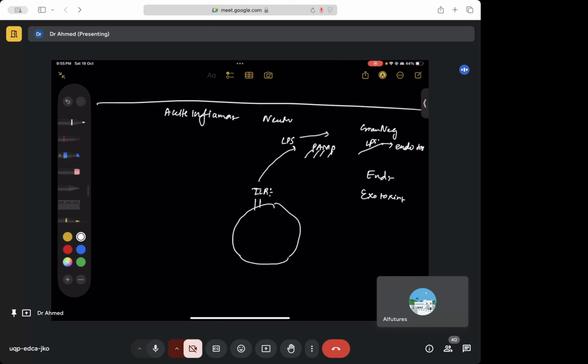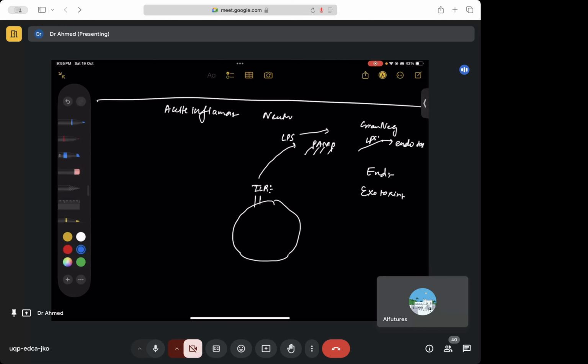Exotoxin is released after the organism has died, and exotoxin is from gram-positive bacteria. Basically, endotoxin is a normal component of the gram-negative bacterial cell wall, LPS. Whenever this organism splits or dies, it releases LPS, which acts as endotoxin. And exotoxin is released from inside the gram-positive bacteria. So LPS is basically an endotoxin, right?